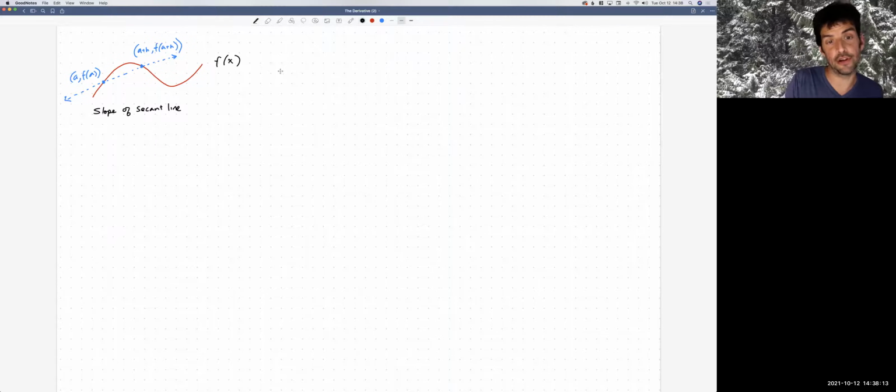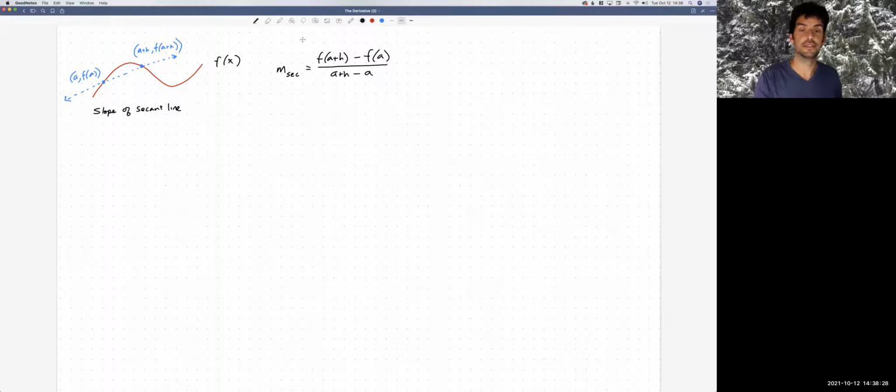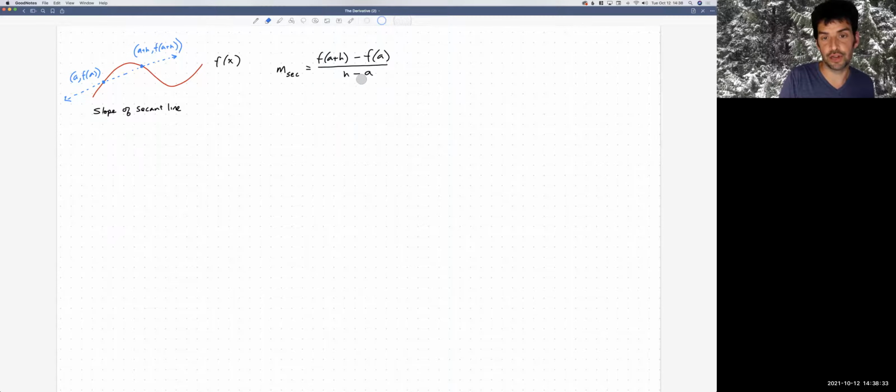Algebraically, this slope is just f of a plus h minus f of a over a plus h minus a, right? But of course, the a's cancel, and so how we usually write it is just f of a plus h minus f of a over h, right? This is sometimes called a difference quotient.